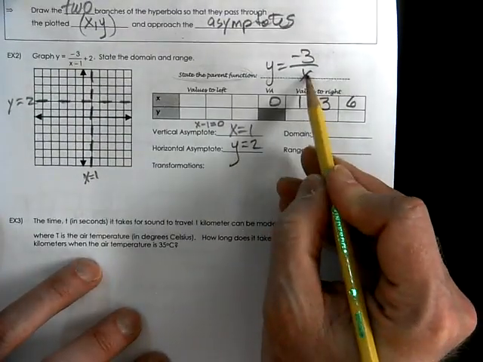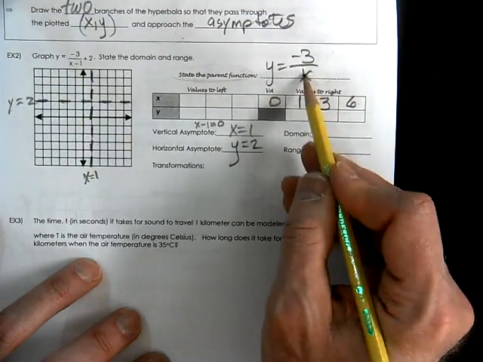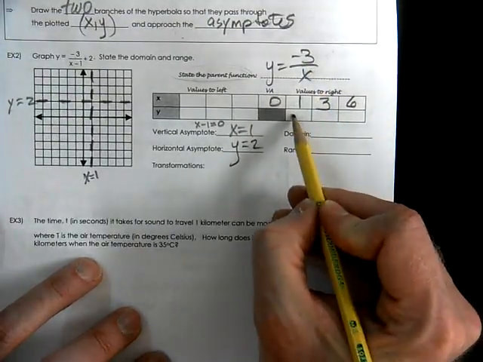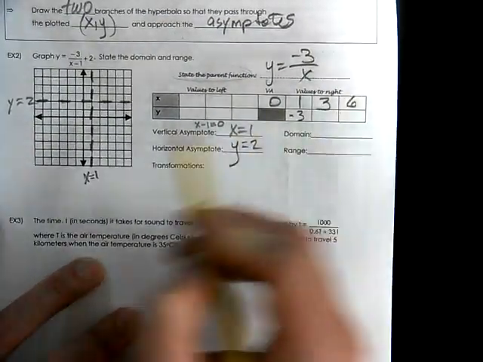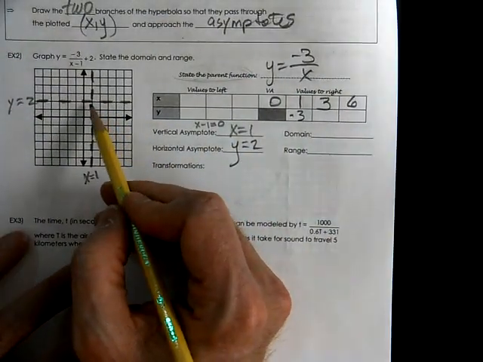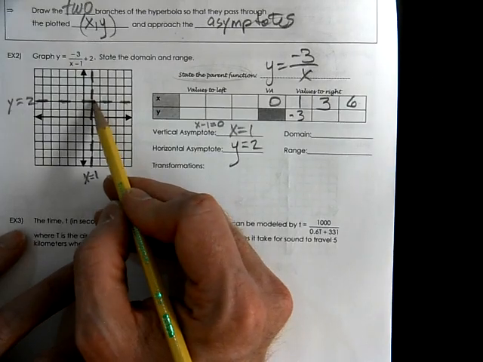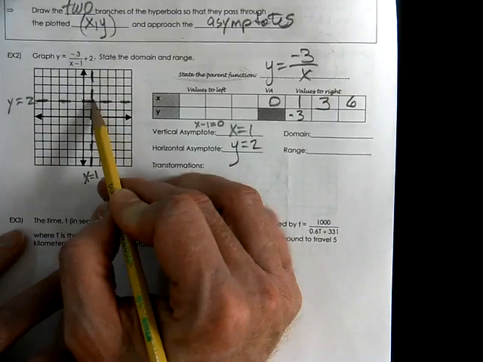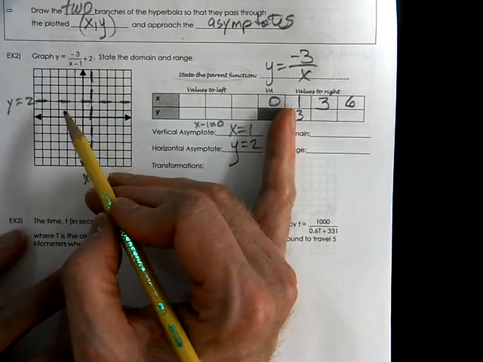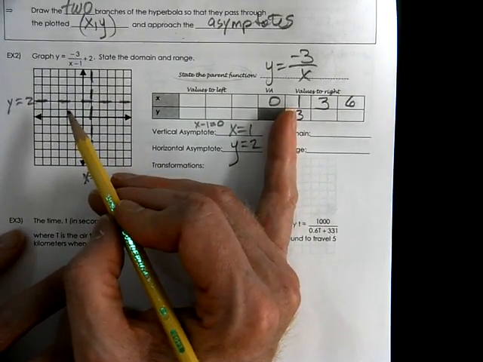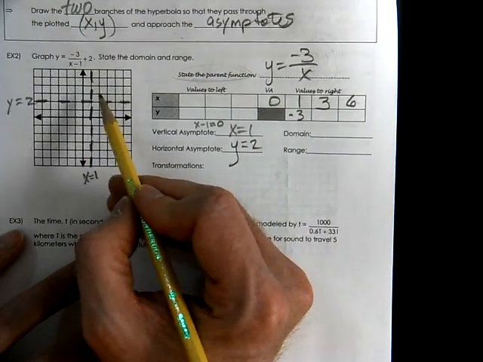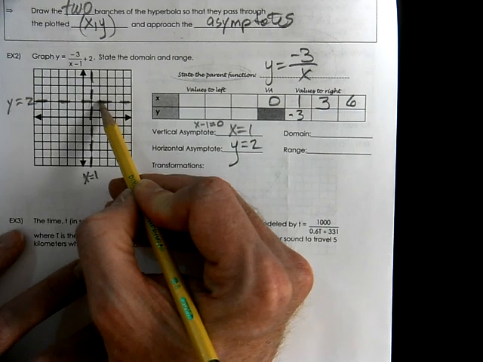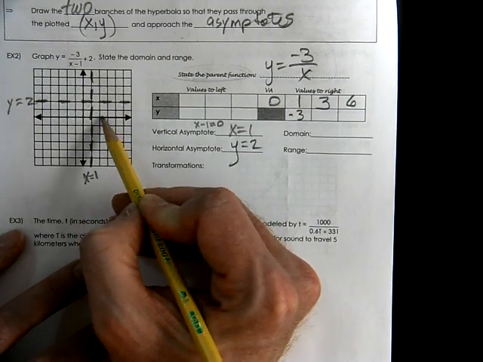So what happens when we plug 1 in for x? We get negative 3. So we're going to come over here to our new origin. And where are we going to go? 1 to the right and down 3. So we go 1 to the right from this new origin and we go down 3.